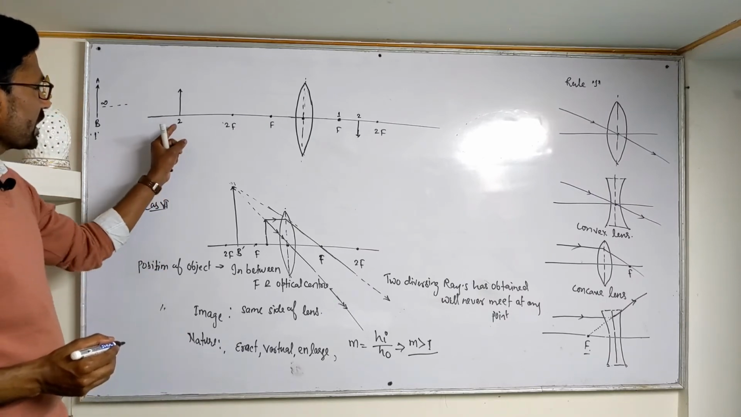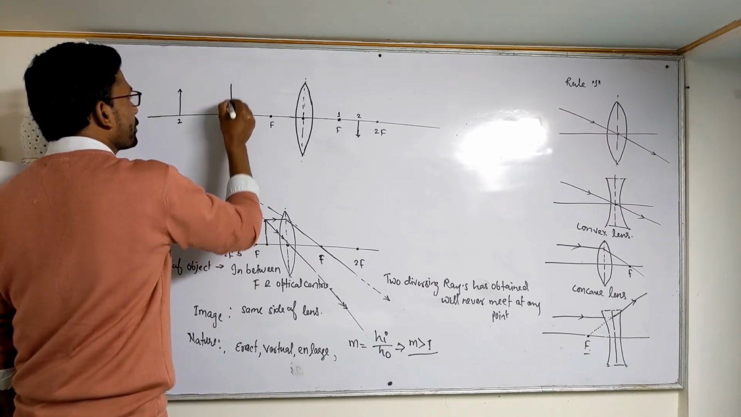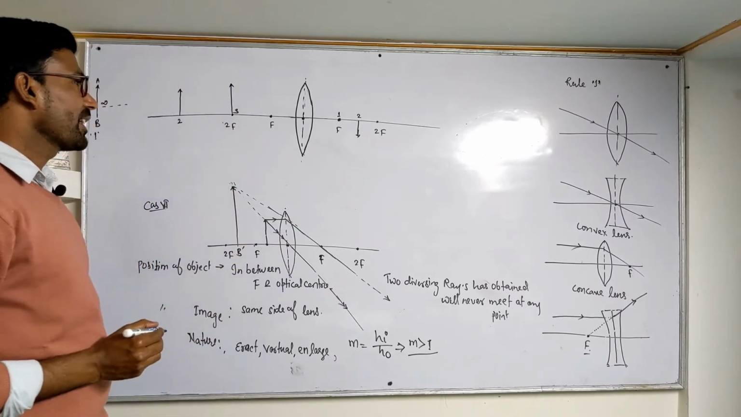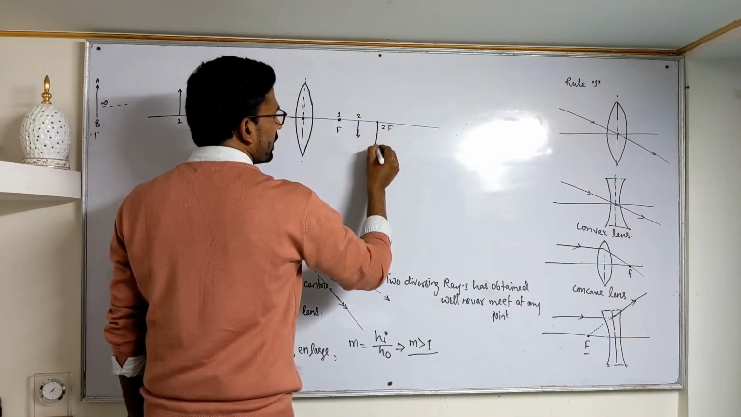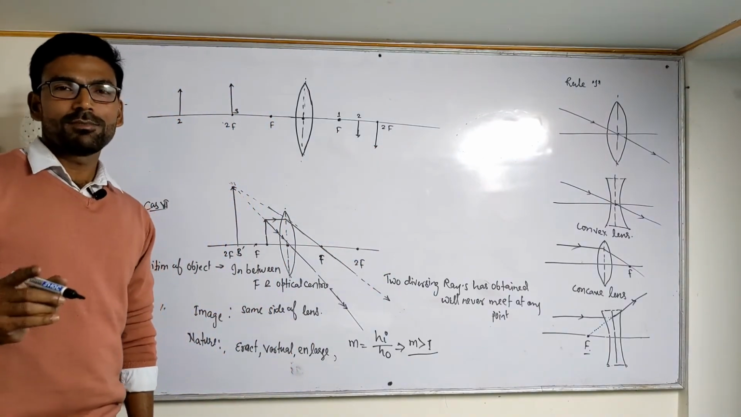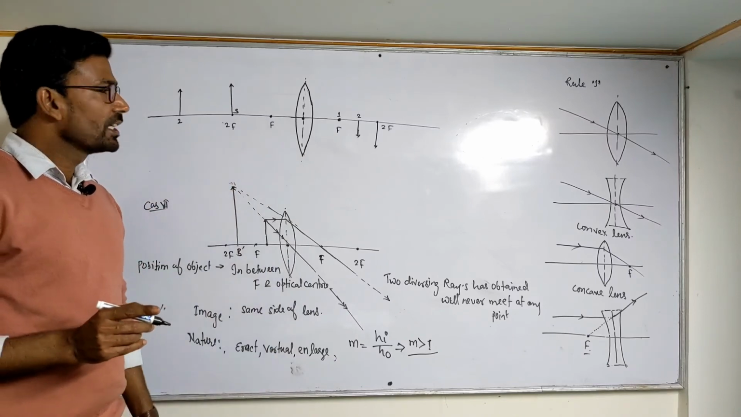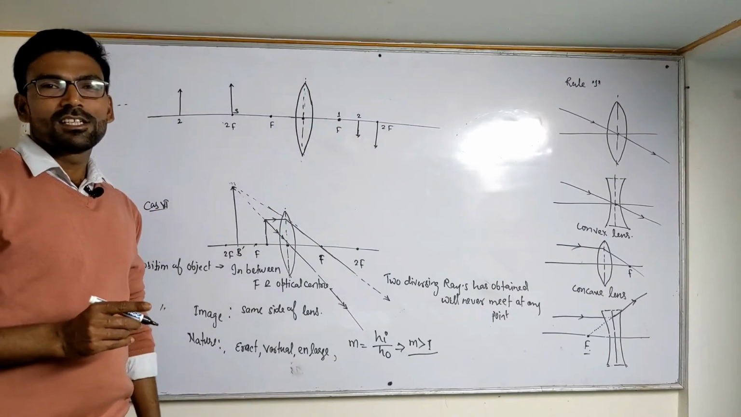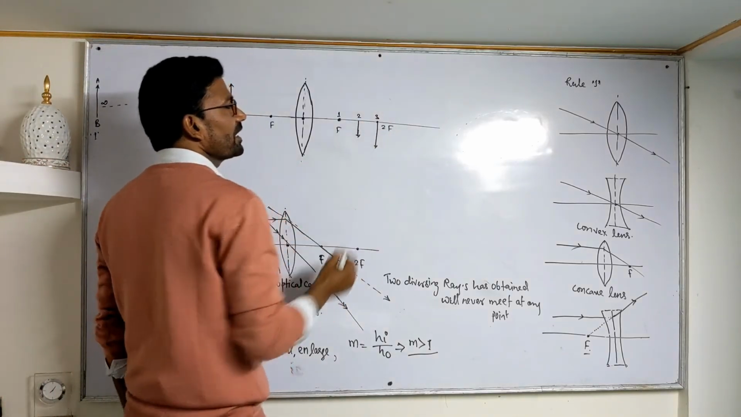Now take the object at 2f. If the object is placed at 2f, this is the third case we have discussed, and after refraction the image is formed at 2f, and the height of the image is the same, so magnification is -1. The negative sign represents that the image is inverted, and all images formed on a screen placed on the opposite side of the lens are real images. So all three cases we have discussed are real images.